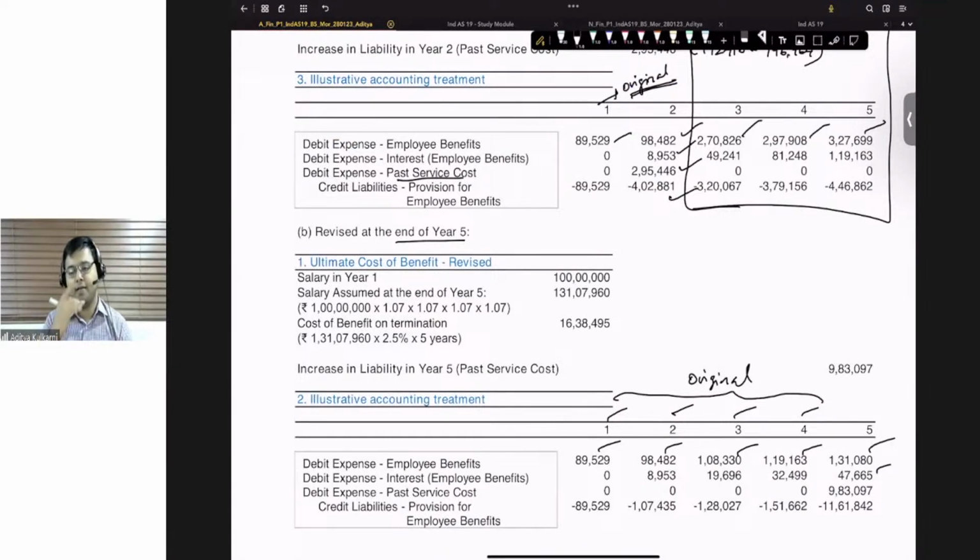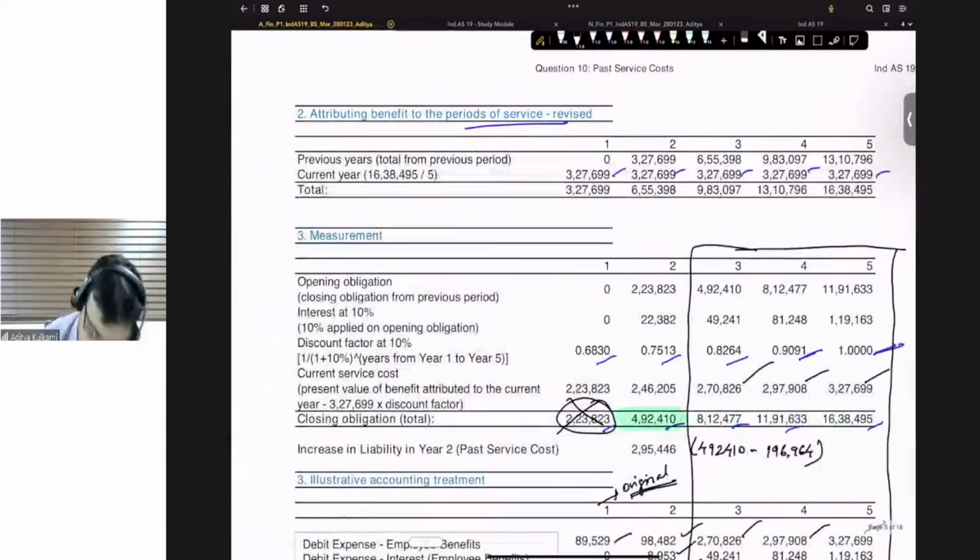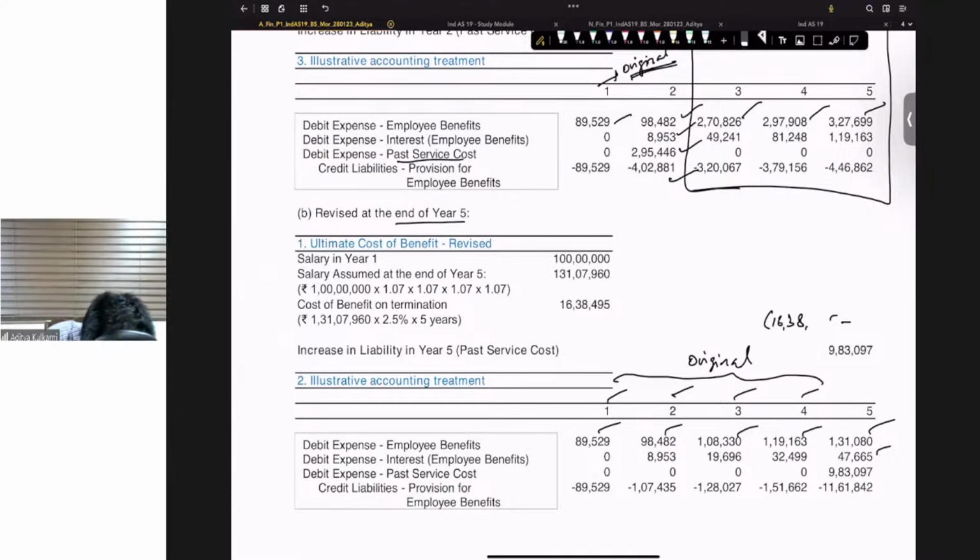What is the impact of changeover? Well, my new liability is 1638,495, whereas the old liability was 655,398. So that gives you 9,83,097. Okay, so that impact is recognized as a past service cost. In year 5, which is going to hit what? Which is going to hit the P&L.